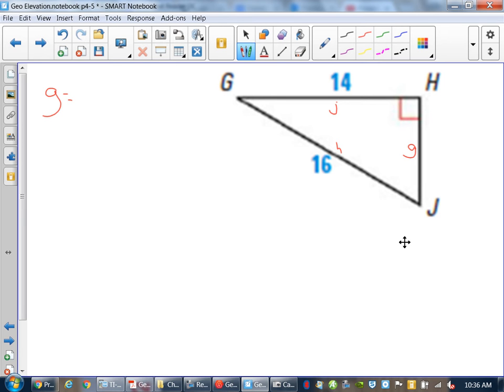So this one here, you're going to have 14 squared plus something squared is 16 squared. So what is that, 256 minus 196? So that'd be 60. What is it, 4 times 15, 2 root 15? Is that correct? Yes.